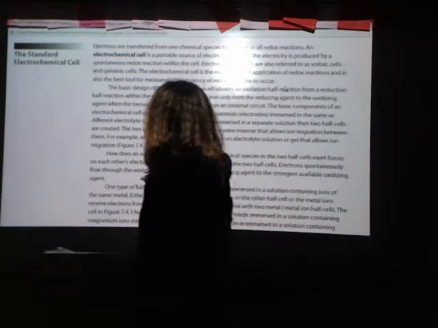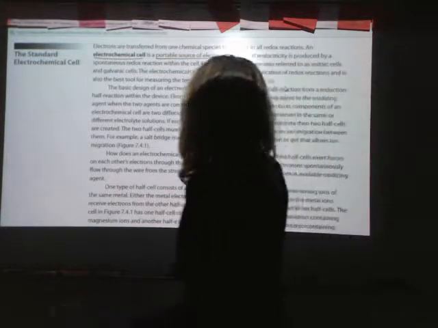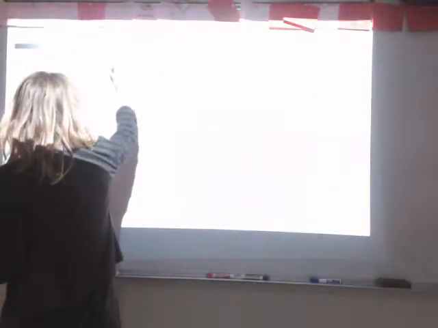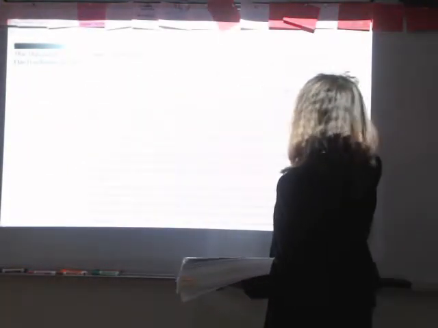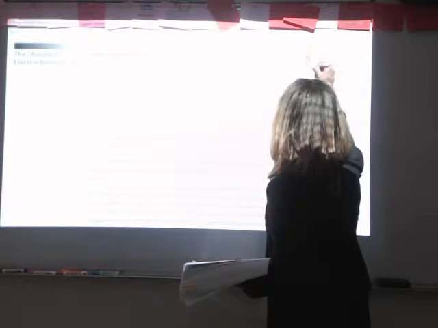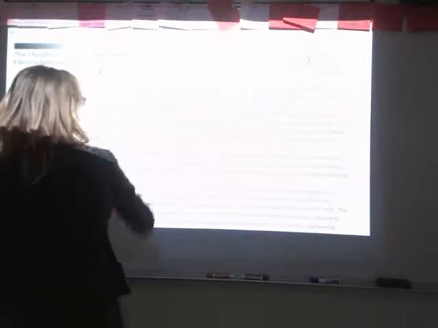Okay, we're on the standard electrochemical cell. So electrochemical cells are portable sources of electricity. And the electricity that's being produced comes from a spontaneous redox reaction that takes place within the cell. We sometimes refer to electrochemical cells as voltaic cells or galvanic cells.